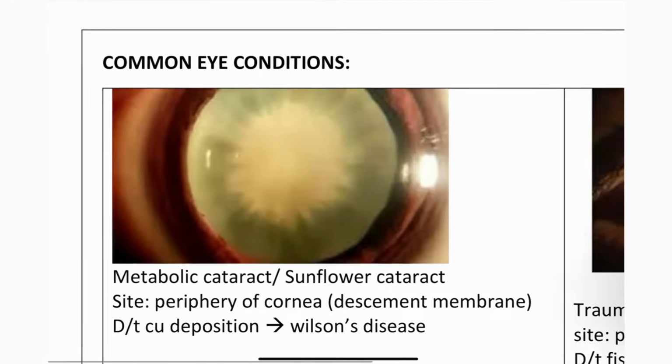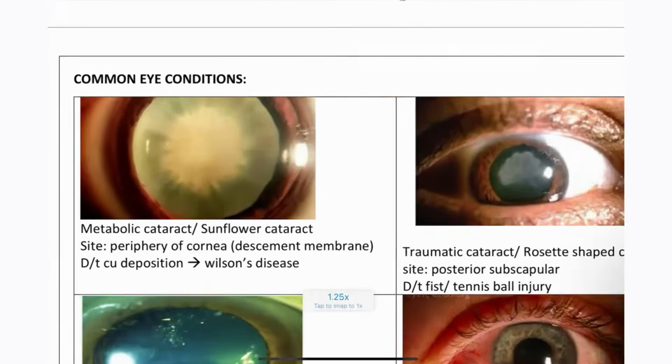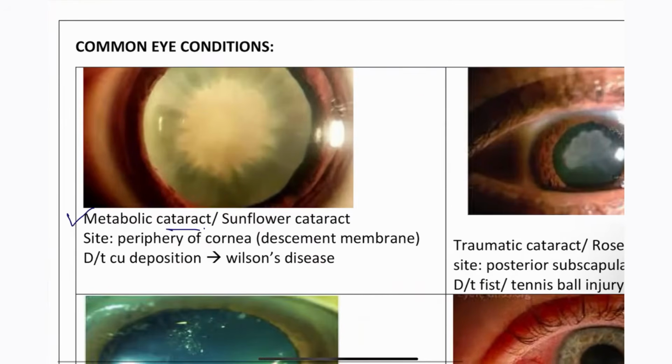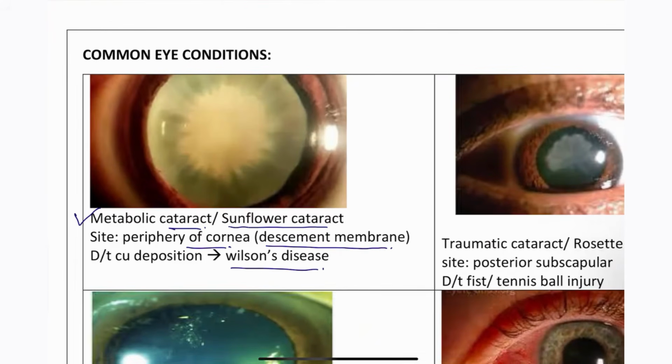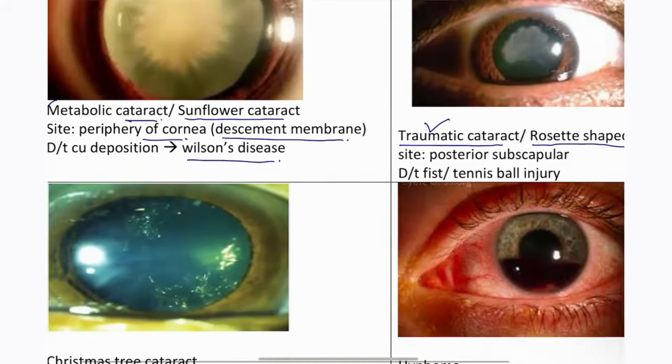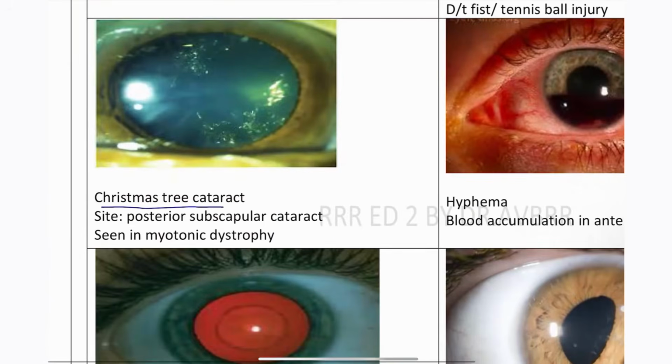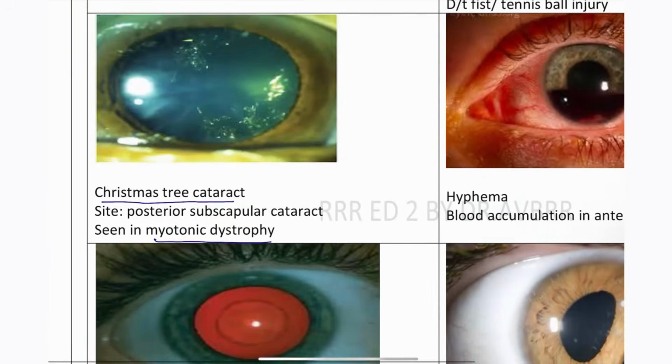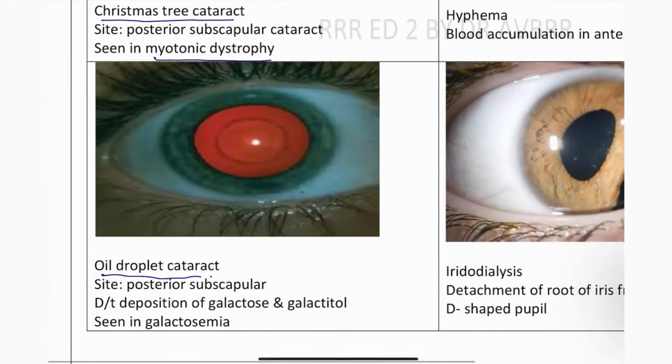Next, moving on to the common eye conditions. Here you can see this is the metabolic cataract, seen in patients with Wilson's disease, because Descemet's membrane of the cornea will be involved here. This metabolic cataract is also famously known as the sunflower cataract. Next, this is the traumatic cataract, also known as rosette shaped, because the patient has suffered trauma. Next, this is the Christmas tree cataract, seen in myotonic dystrophy. This is the oil drop cataract, seen in galactosemia patients, and this is a reversible cataract.